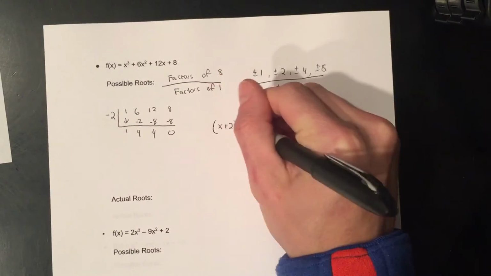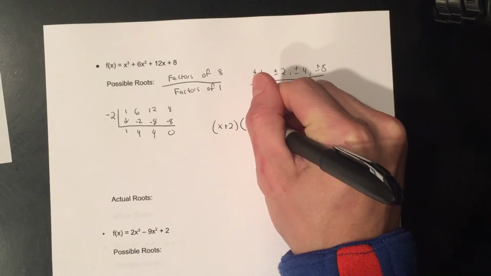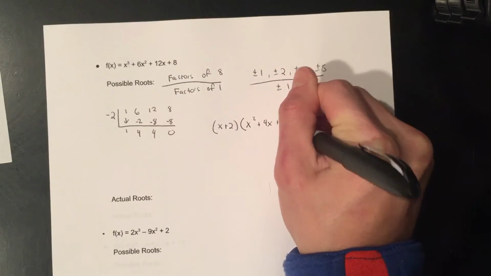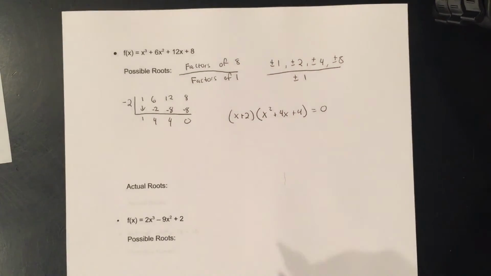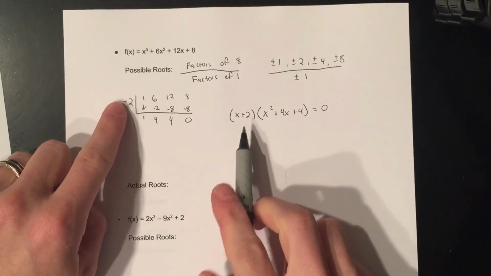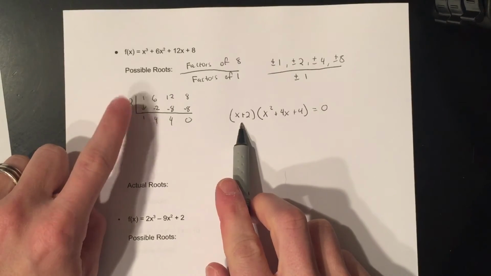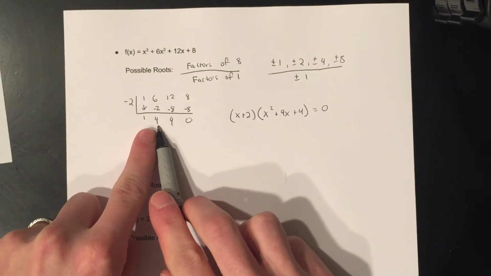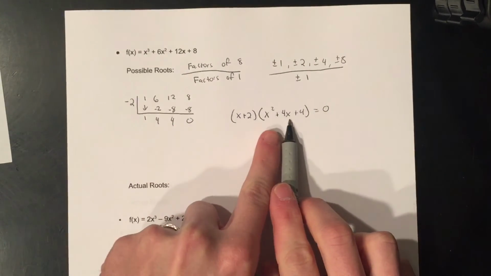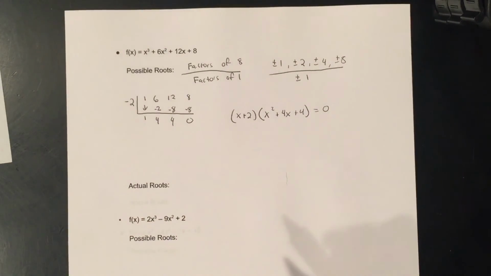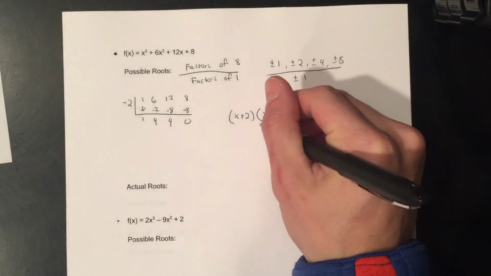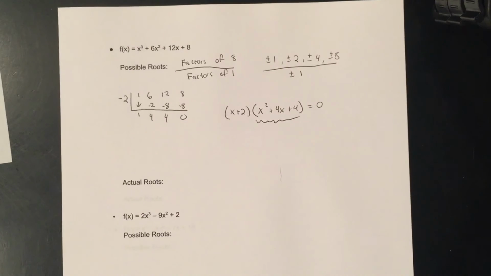We take our answer from synthetic division and we write this in factored form. X plus 2, remember x plus 2 is the opposite of this -2 we had out here. 1x squared plus 4x plus 4, that's where this parenthesis comes from. Now we're going to try to factor and solve. I can factor and solve that second parenthesis.